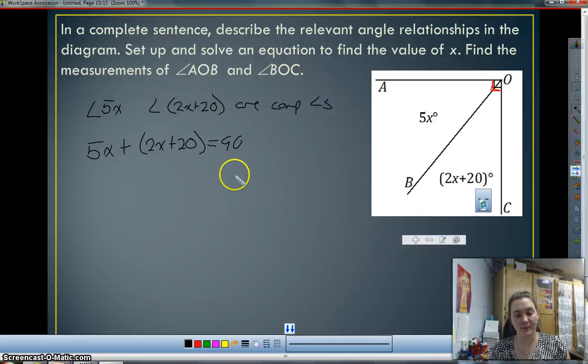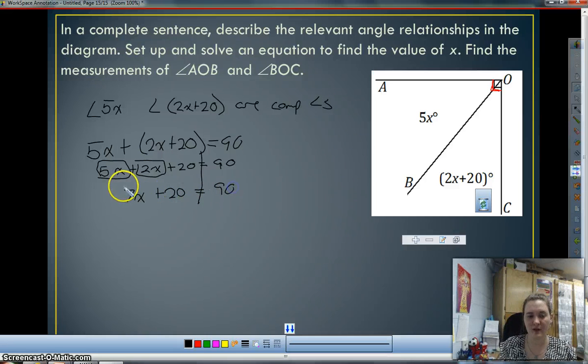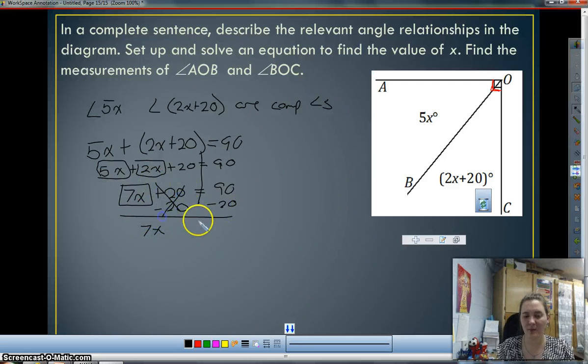Well, we all know parentheses first, but nothing's going to change. So 5x plus 2x plus 20 equals 90. We have 5x here, 2x here, 7x plus 20 equals 90. We want to keep the x, so subtract the 20 from both sides. 7x, inverse property, 90 minus 20 is 70. Divide. We know x stays because those 7's cancel out. 70 divided by 7 is 10.